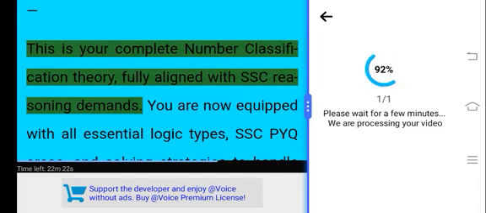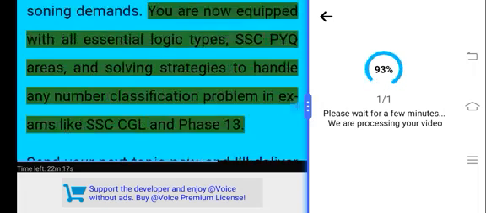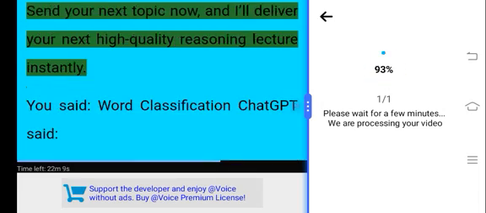This is your complete number classification theory, fully aligned with SSC reasoning demands. You are now equipped with all essential logic types, SSC PYQ areas, and solving strategies to handle any number classification problem in exams like SSC CGL and Phase 13. Send your next topic now, and I'll deliver your next high-quality reasoning lecture instantly.